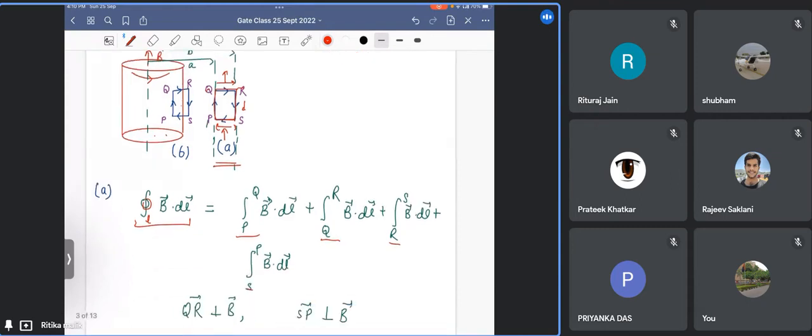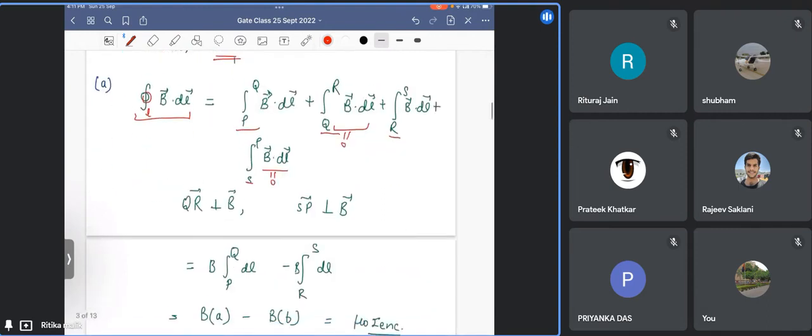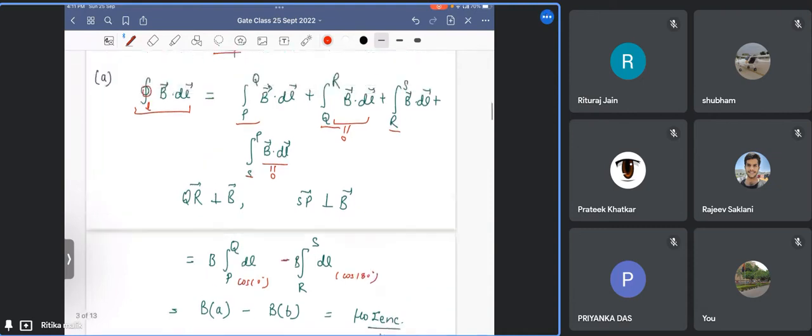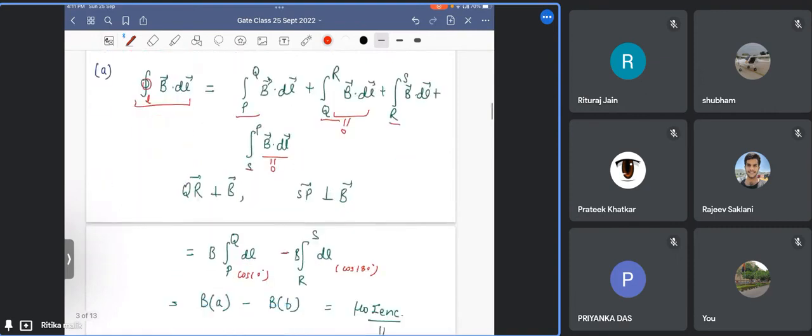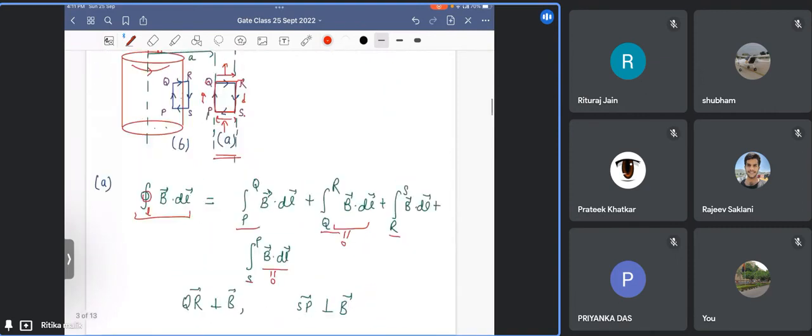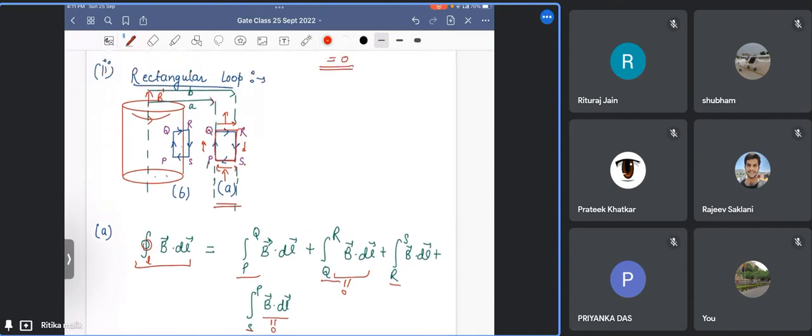So if we calculate B dot dl for QR, this is going to be 0. Similarly, for P to S, this is going to be 0. And the direction of current for P to Q is opposite to the direction of current from R to S. That means B dot dl, if we calculate for P to Q, it is cos 0. But if you calculate for R to S, it is cos 180 degrees. That will give one negative sign here. So we have the magnetic field from P to Q and R to S. Now P to Q is at a distance of A from the axis of the solenoid, and R to S is at a distance B from the axis of the solenoid.